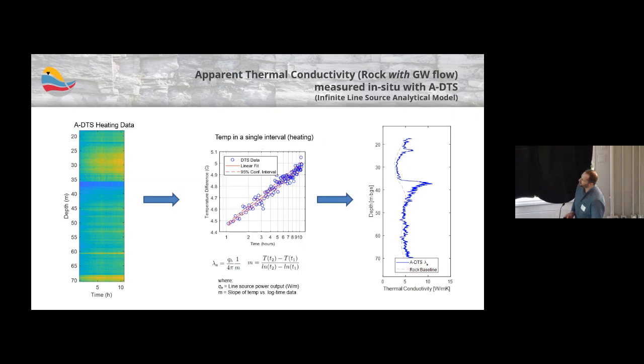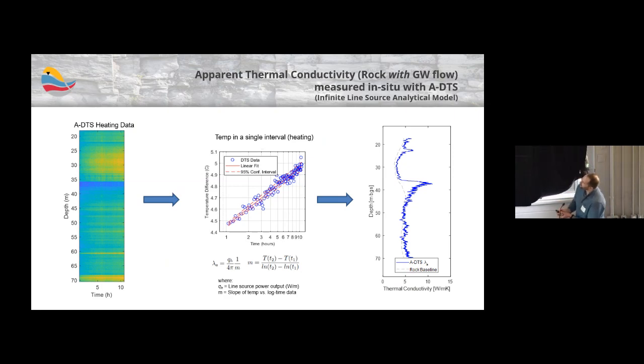So we can take every single one of these depths and look at the heating rate. That would be an example of a single depth, say 20 meters. And we can look to see how fast that portion heats up as we heat this cable. And without going into a ton of detail, the rate of temperature increase, or the slope of this line, is proportional to the thermal conductivity. And so if we do this for every single depth throughout that borehole, we can start to generate fairly detailed profiles like this blue line here.